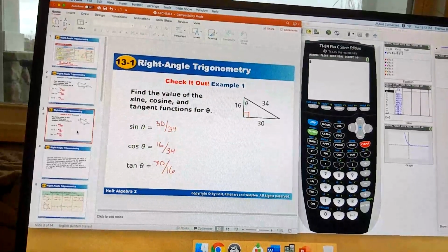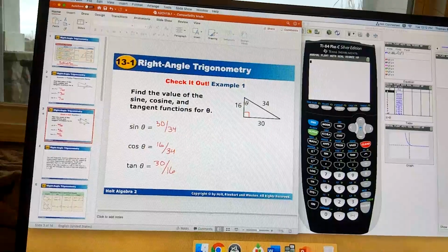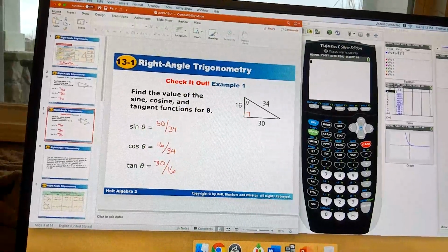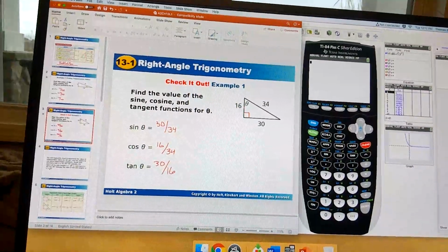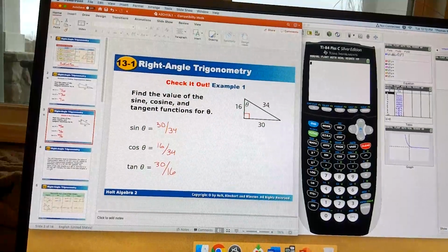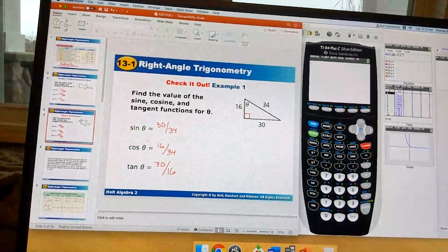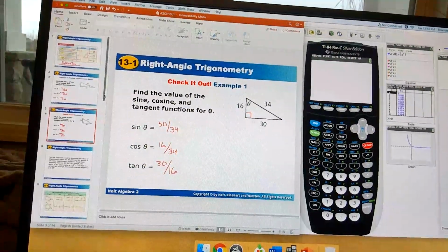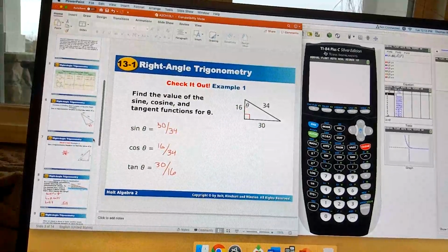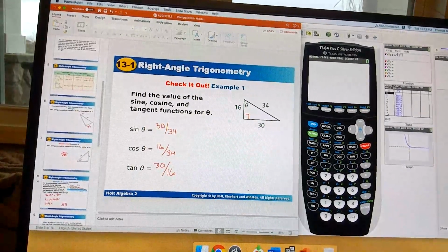Okay, along those same lines, always make sure you know which angle we're talking about. Here it is, theta right here. So opposite this time is 30, and the hypotenuse is 34. For cosine, the adjacent is 16 over the hypotenuse 34, and the tangent is the opposite over the adjacent, so 30 over 16. All right, so we have those properties to work with, and again, we can always use the Pythagorean theorem if we know two sides to find a third side. That's always a good way if it's a right triangle.